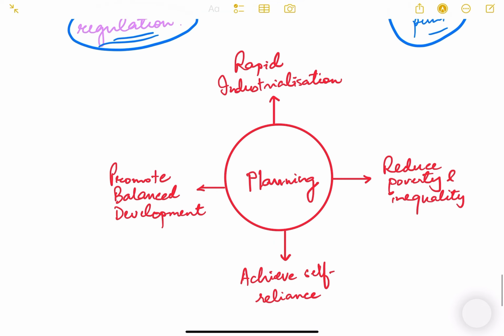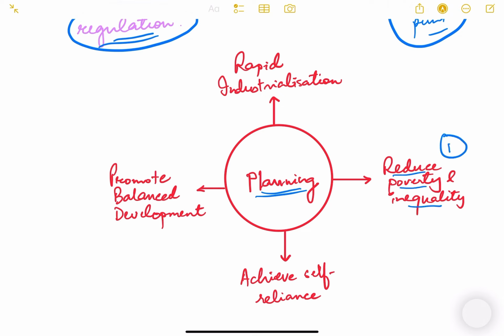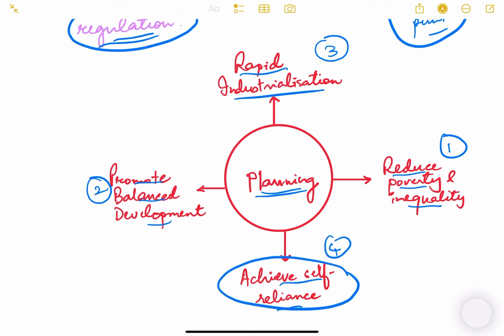Okay, so here I have summed up what the goals of planning were, why we adopted it. First is to reduce poverty and inequality. Then to promote balanced development so that we can address the challenge of diversity. Then the third was to industrialize our economy, rapid industrialization. And fourth was to achieve self-reliance in many terms. So self-reliance in terms of food security, in terms of agriculture, in terms of capital, meaning machinery, and infrastructure development, all these things. So we had to achieve self-reliance in these areas.